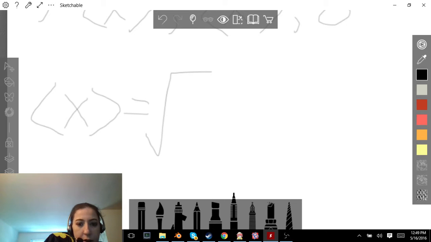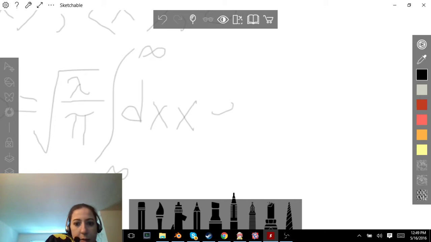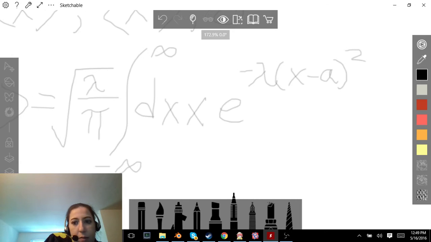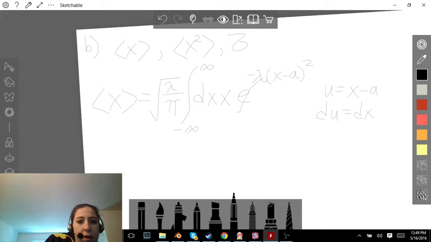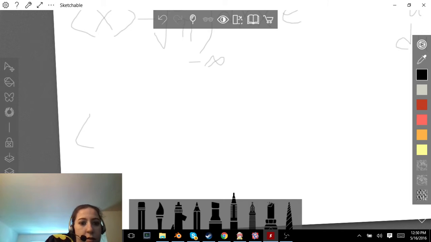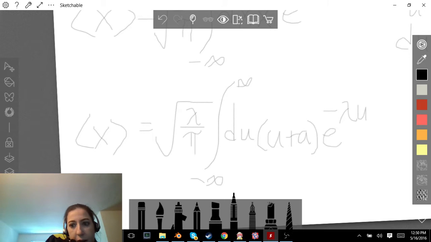So what we're going to do is find it by taking that constant out and taking the integral of x times our probability distribution. Now again, to make it just a little bit easier, we can do our U-substitution. And then du is going to equal dx. Our limits of integration don't change. So my expectation value of x is going to equal this lambda over pi integrating du, and then that's going to be u plus a times negative lambda e to the u squared.